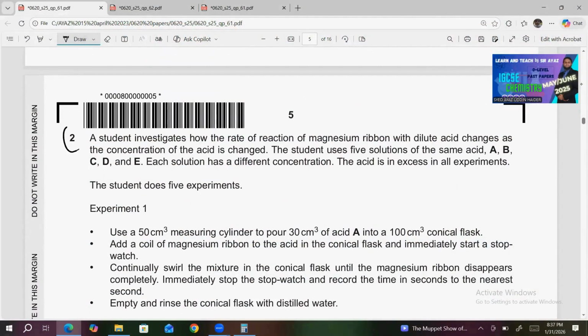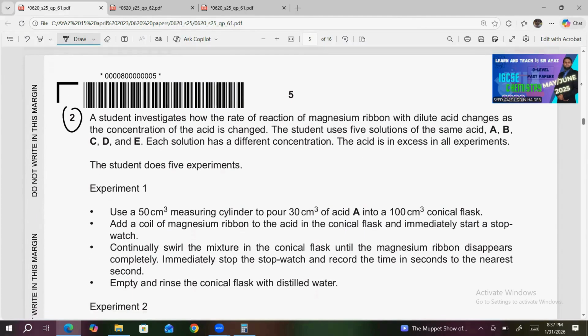Question number 2. A student investigates how the rate of reaction of magnesium ribbon with dilute acid changes as the concentration of the acid is changed. The student uses 5 solutions of the same acid, A, B, C, D, and E. Each solution has a different concentration. The acid is in excess in all experiments. The student does 5 experiments.